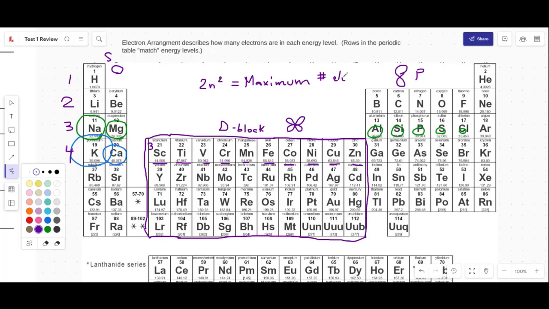Exactly. Maximum number of electrons is 2n squared. Maximum number of electrons that can be in any energy level, where n is the energy level. N is the energy level number.